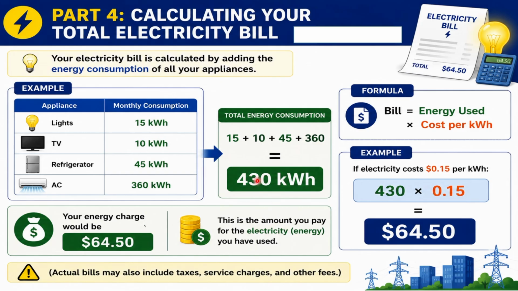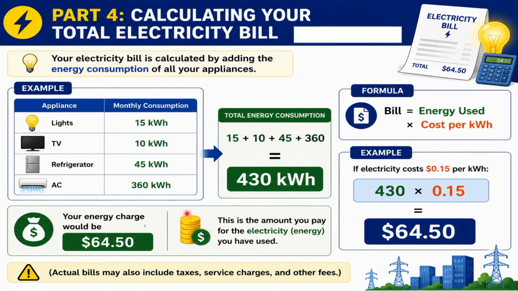After having the total energy, the next thing we need to do to get the bill is multiply the total energy by the tariff, which, like I said here, is $0.15 per kilowatt hour. So in order to get the bill, we're going to take 430 kilowatt hour and multiply by $0.15, and we're going to have a total of $64.50. That is the cost of the energy used by all these appliances in a month.